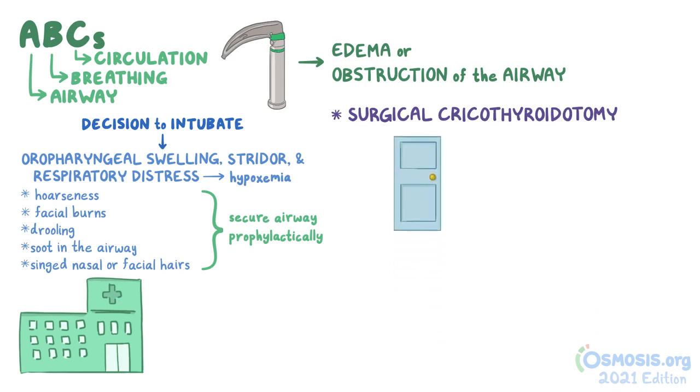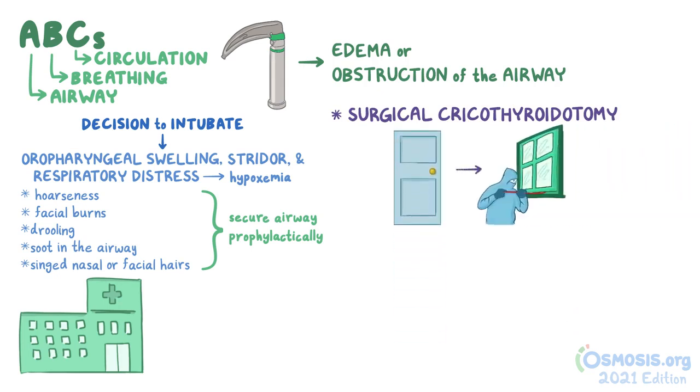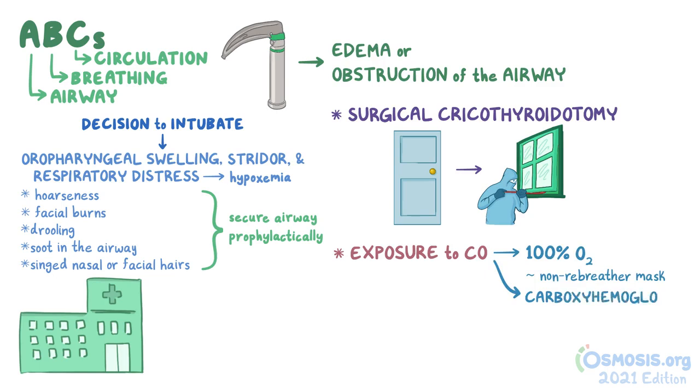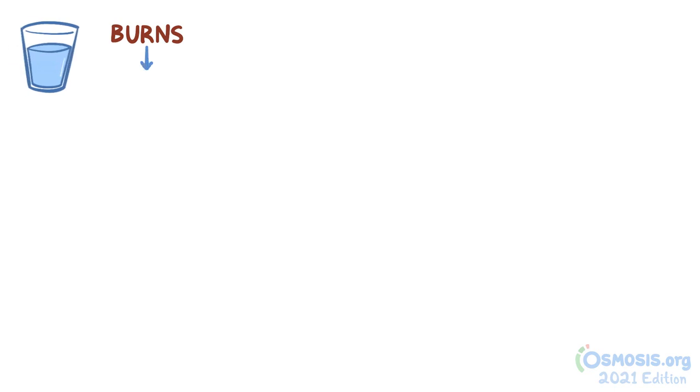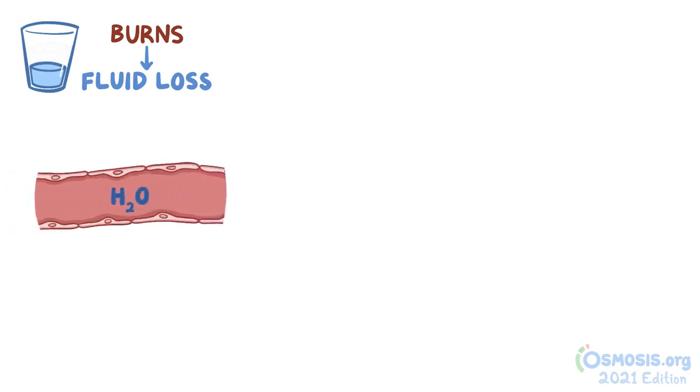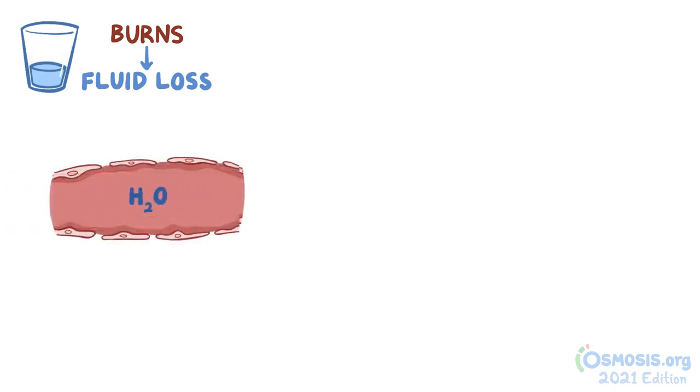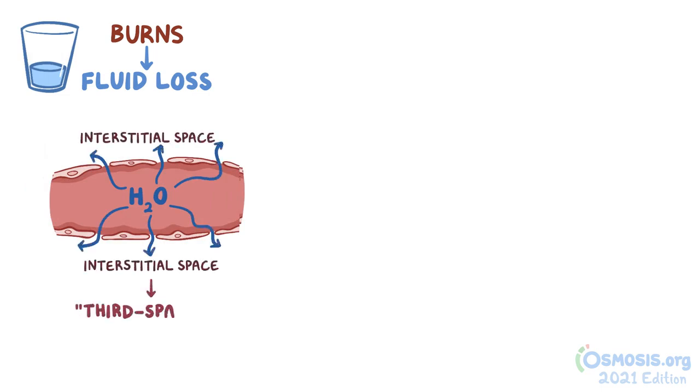In other words, if the main airway door is closed, you better break in through the window. Also, if exposure to carbon monoxide is a concern, like in the setting of a closed house fire, 100% oxygen is provided using a non-rebreather mask, and carboxyhemoglobin levels are measured. Alright, so burns cause a tremendous amount of fluid loss, but it's not as obvious as the fluid loss seen in diarrhea, vomiting, or bleeding. Burns increase capillary permeability, causing a tremendous amount of fluid to shift from the plasma to the interstitial space, which is called third spacing.